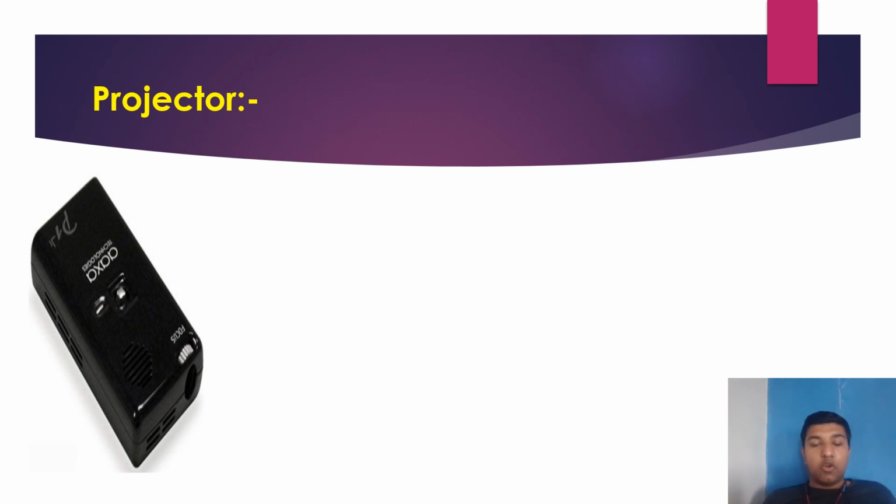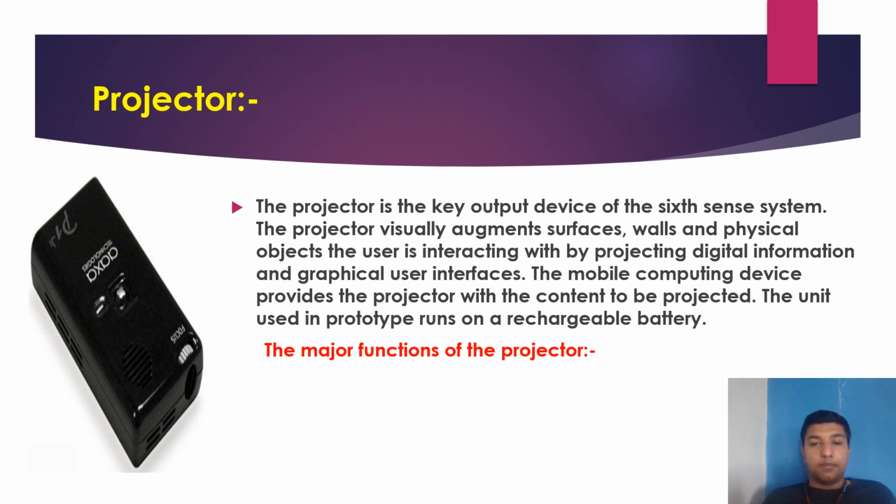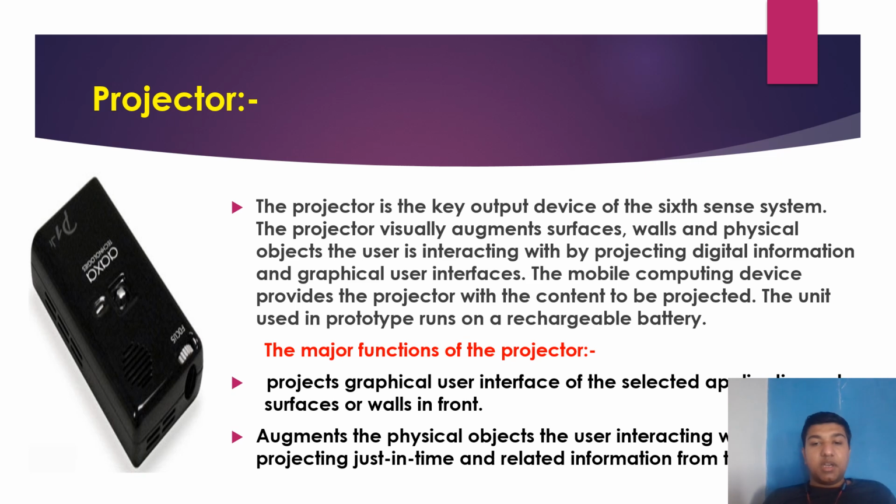Now let's see the second component of this system, that is the projector. The projector is the key output device of the sixth sense system. The projector visually augments surfaces, walls, and physical objects the user is interacting with by projecting digital information and graphical user interfaces. The mobile computing device provides the projector with the content to be projected. The unit used in the prototype runs on a rechargeable battery.